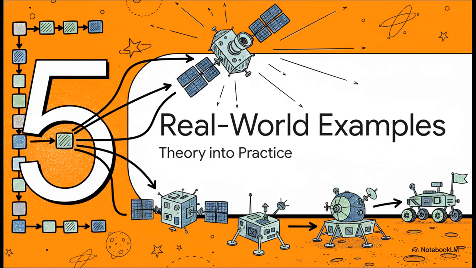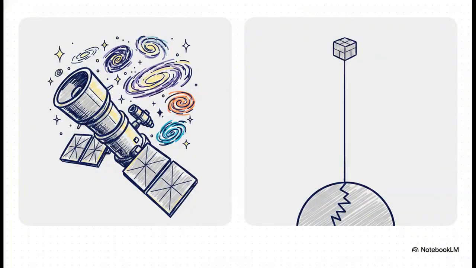And finally, part 5, real-world payload examples. Let's look at how this rigid 10-step process creates some incredible, vastly different real-world missions. Even though the methodology is identical, the outputs vary wildly. On one extreme, you have the multi-billion-dollar Hubble Space Telescope. Its passive subject is the distant universe, so it required a massive 2.4-meter mirror and was uniquely designed to be serviced by astronauts. But on the complete opposite end of the spectrum, you've got QuakeSat.